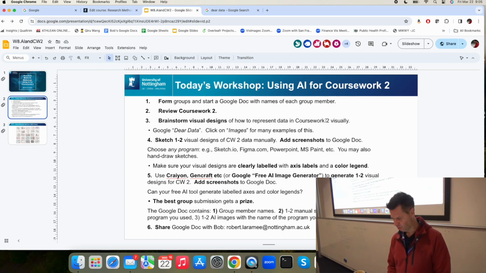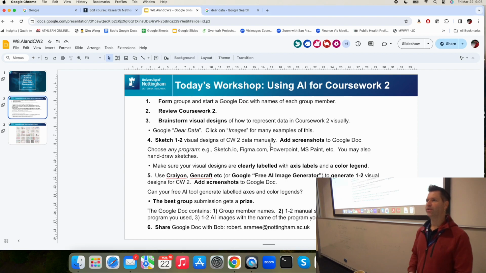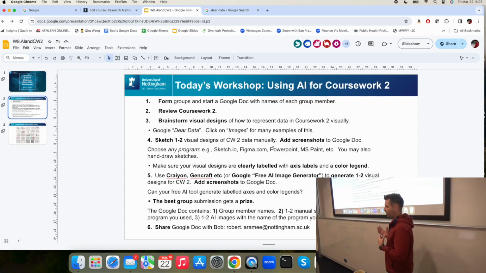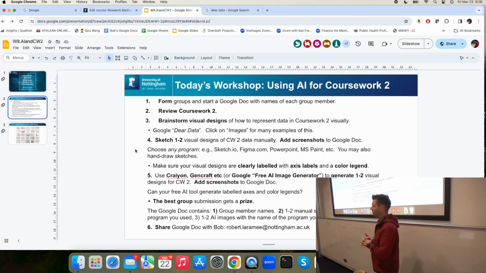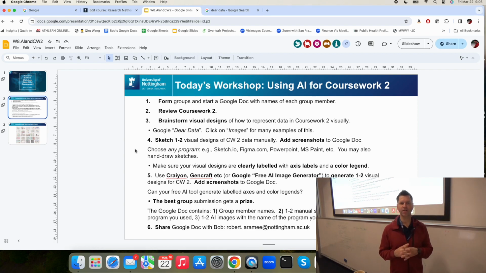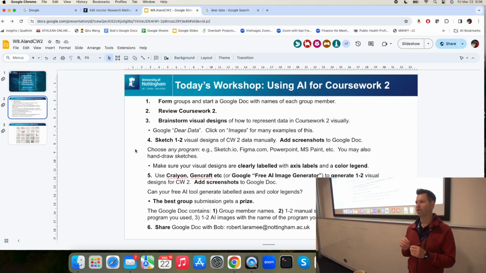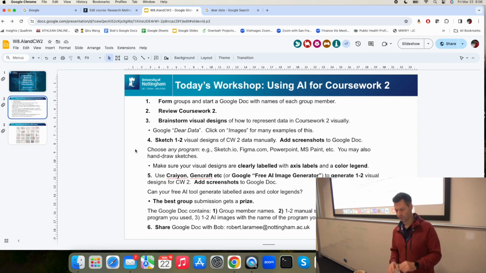And then you sketch 1 or 2 visual designs of Coursework 2 data manually. You do this in a similar way to Dear Data, but the idea is not to get it exact. It's a strategy, like this is what I think the data should look like. It's not literally trying to map the data to individual primitives.